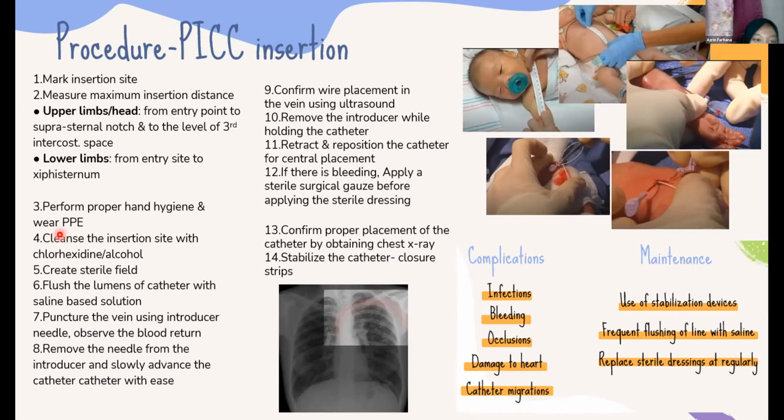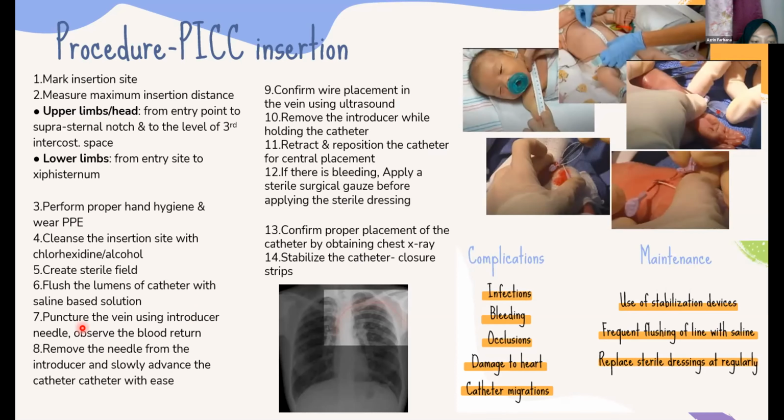Okay, and then after we do the measurement, we perform proper hand hygiene and wear proper personal equipment and ensure the sterility as well. Clean the insertion site with chlorhexidine or alcohol first, and then create a sterile field, which is we use the towels or drape, and then flush the lumens of the catheter with saline-based solution. This is to check whether the catheter is functioning or whether there is blockage.